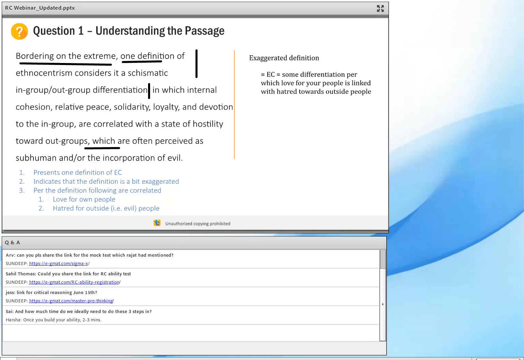How many of you, when you read this passage, and let me just put in a yes/no poll over here, got all these three things when you read this passage?